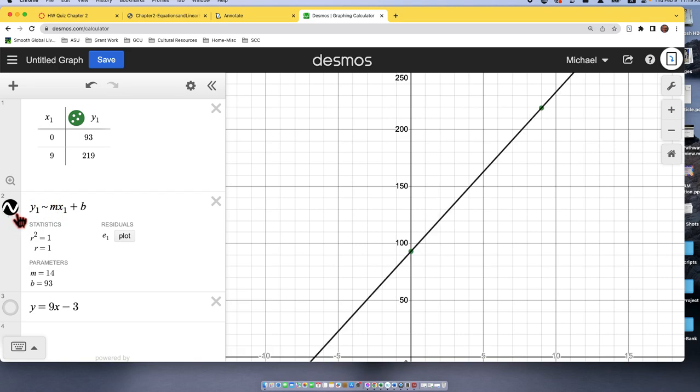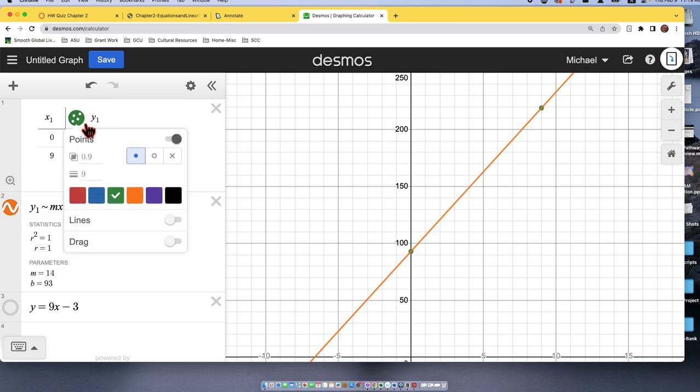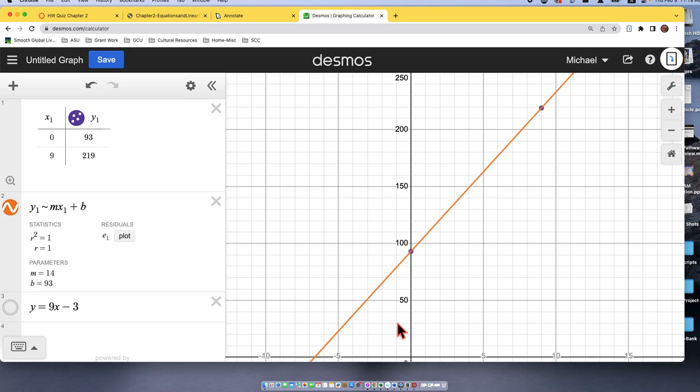The other thing I'm going to show you, if I'm clicking and holding on the thing, you can change the color of this line to anything you want. Make it orange or whatever. And same thing with the points. If you want the points to be a different color, you just click and hold. Let's make them blue. Let's make them purple. Whatever you want to do. So that's kind of fun.